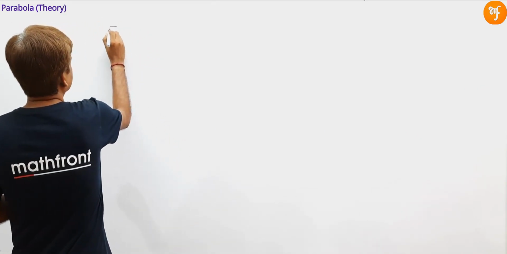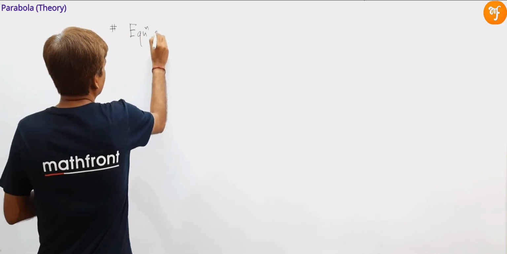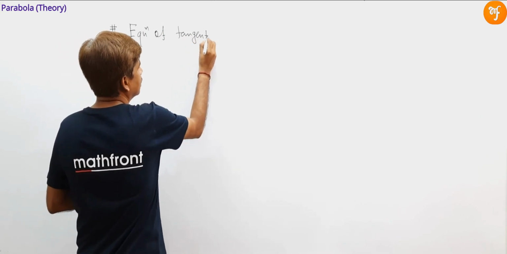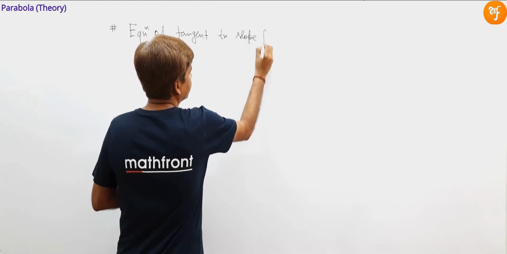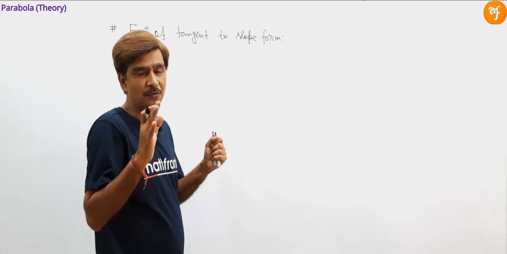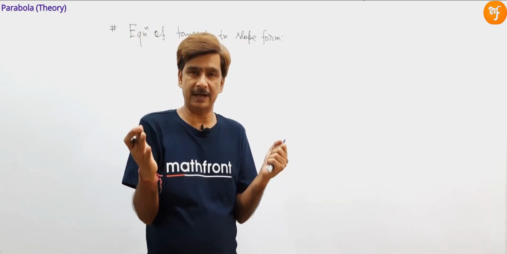So the first point is equation of tangent in slope form. As we know, the slope form means what? The slope of the tangent is given.